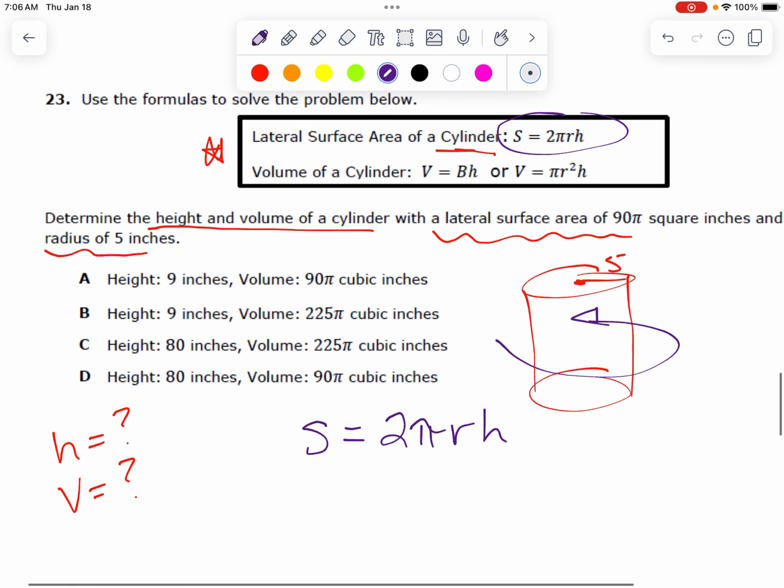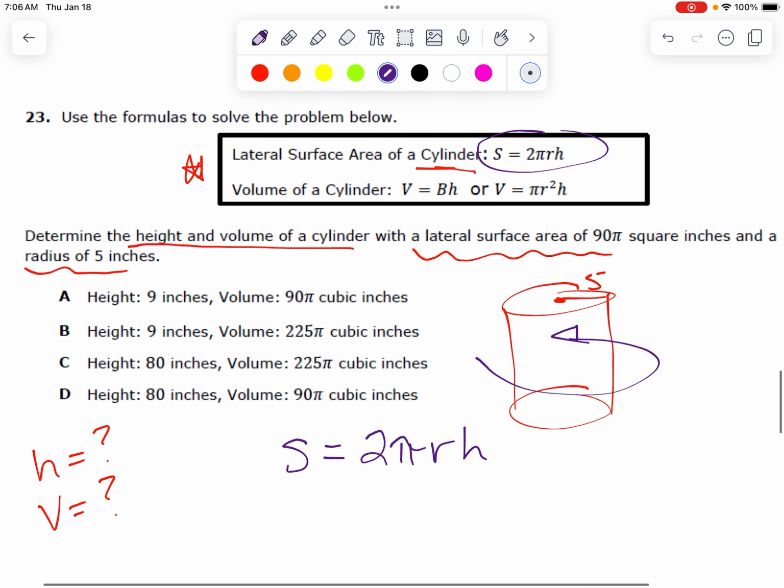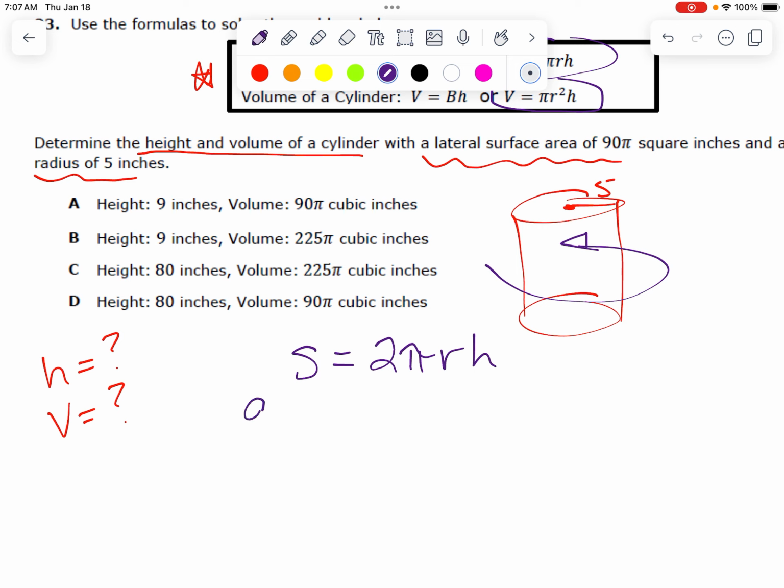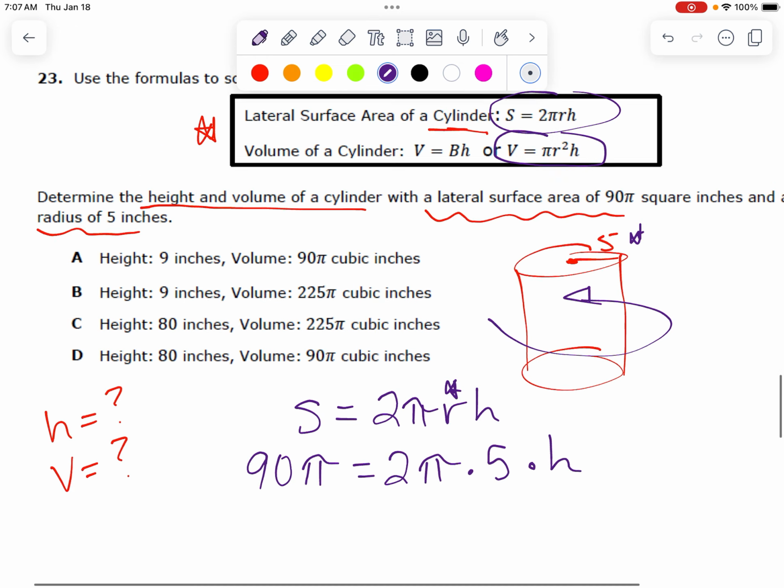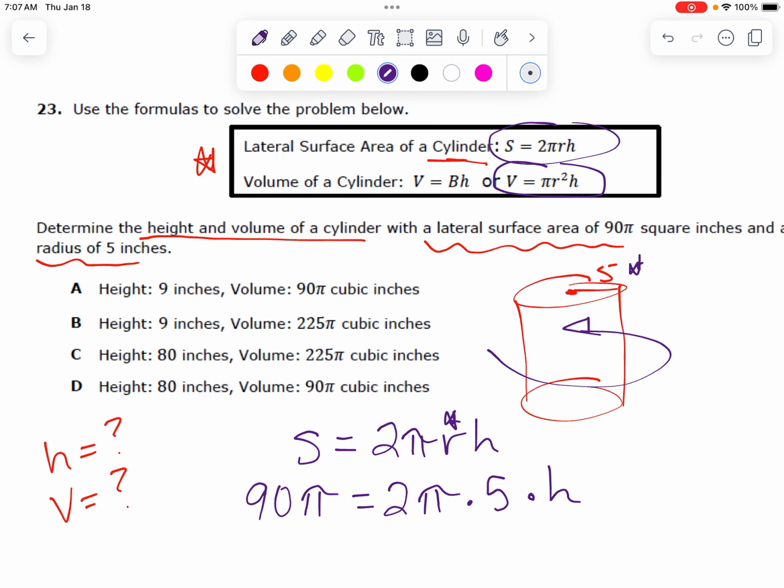Now, the problem is asking us to determine the height and the volume. Well, in order to determine the volume, I have to have pi, the radius, and h. I don't have the height. But what I do have is the surface area, which is 90 pi. And I have some information here: 2 pi, the radius, which is 5, times 5, times, I don't have the height. So we're going to solve this equation to get the height. Once we get the height, we can plug it into the volume formula.